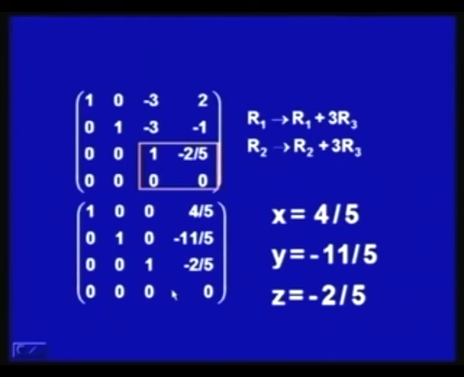Now, finding the solution is straightforward in this case. This element corresponds to z, so z is equal to minus 2 by 5. This leading one corresponds to y, so y is equal to minus 11 by 5. This leading one corresponds to x, so x is equal to 4 by 5. So, once the equation is reduced into echelon form, then finding the solution is simpler. So, that is the basic difference between the first method and the second method which we have discussed.